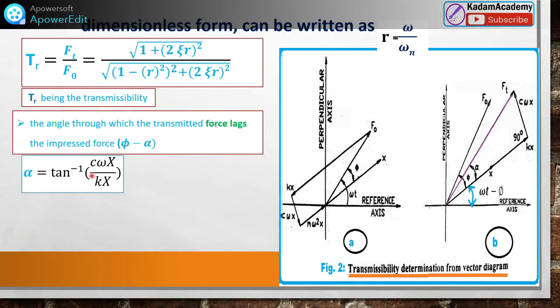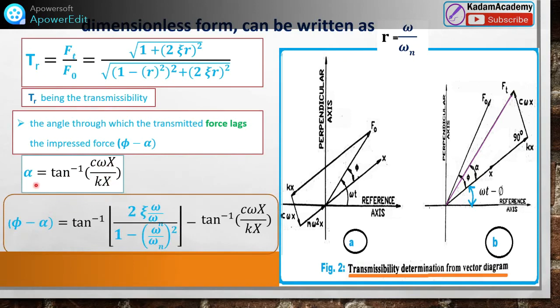Alpha is tan inverse of C omega x by Kx. So phi minus alpha, putting the value of alpha in this equation, phi is already studied, tan inverse of 2 zeta omega by omega n over 1 minus (omega by omega n) square, minus tan inverse of C omega x by Kx. This is a simple equation. If you read it 10 times, you will remember it continuously. You can write it.